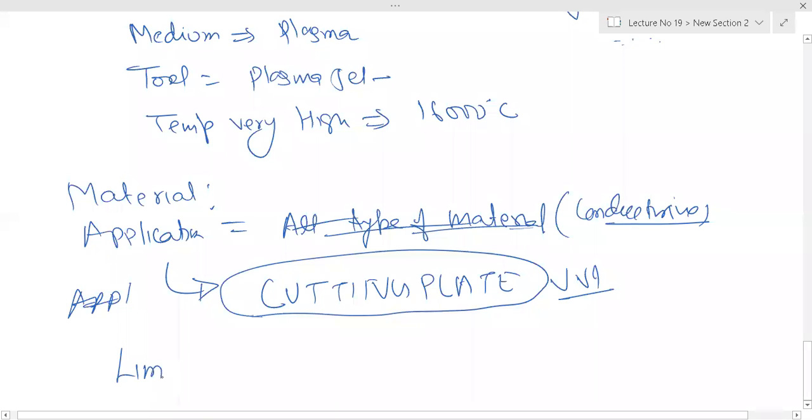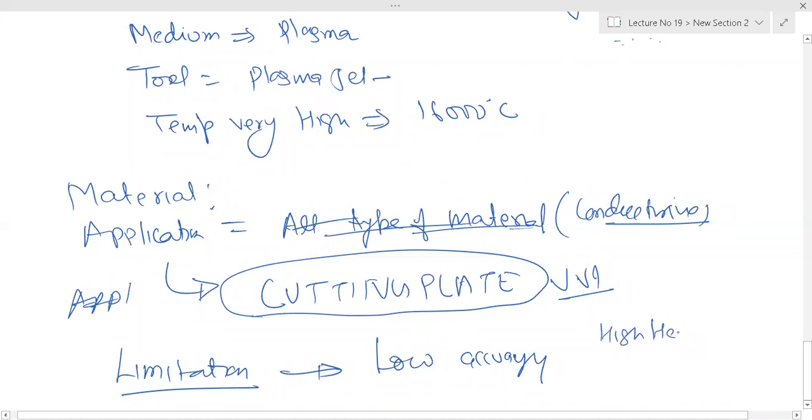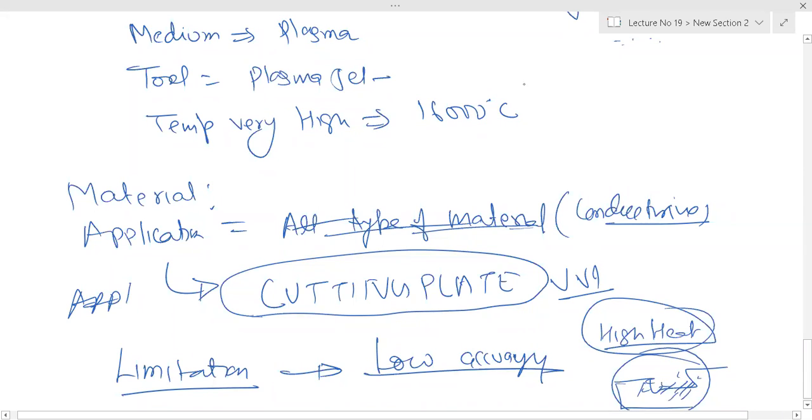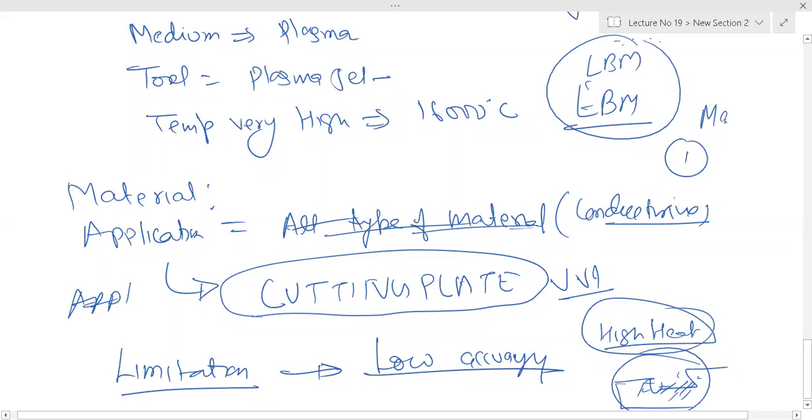And limitations: you have low accuracy, because it involves very high temperature and high heat. Because very high heat is generated, that area gets affected. So basically, accuracy decreases. For more accuracy, you use laser beam machining or electron beam machining. So these things, GATE will ask as 1 mark questions.